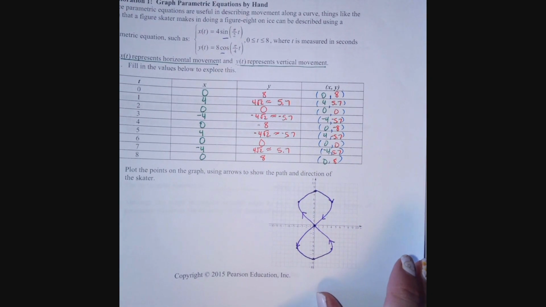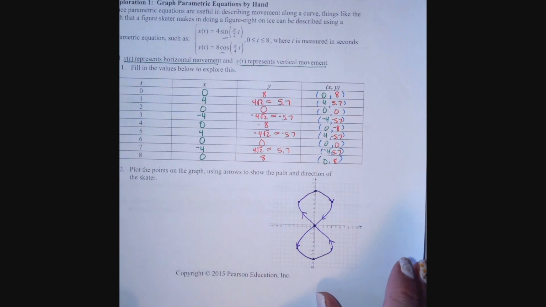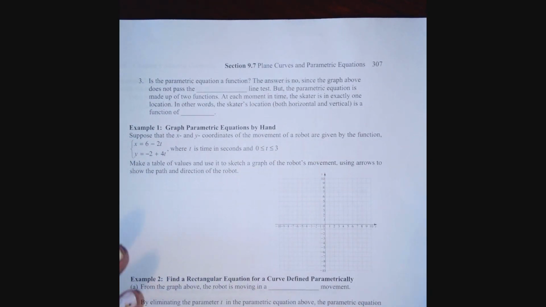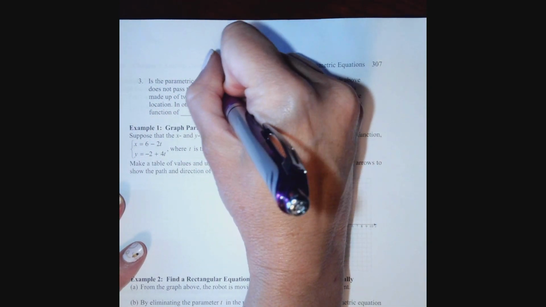Is the parametric equation a function? Let's look at this next page. I'm having a hard time turning my pages. Okay, here we go. Is the parametric equation a function? Well, no. If you look at the graph, you can see that we don't have a function. It does not pass our vertical line test. But the parametric equation is made up of two functions. At each moment in time, the skater is in exactly one location. In other words, the skater's location, horizontal and vertical, is a function of time.